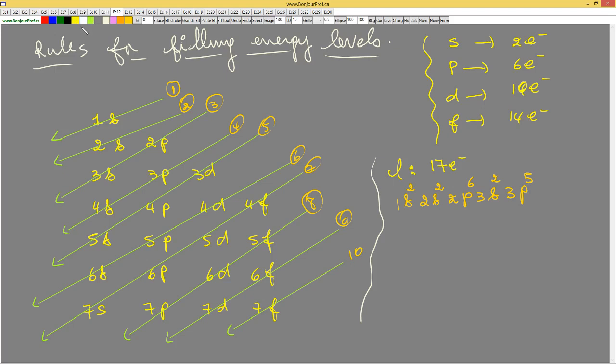Now we're going to do one that is big. Let's show you how. We're going to do tungsten, W. We stop because you will understand how to fill everything. Tungsten, W. And how many electrons does it have? 74. So we have to go until 74.